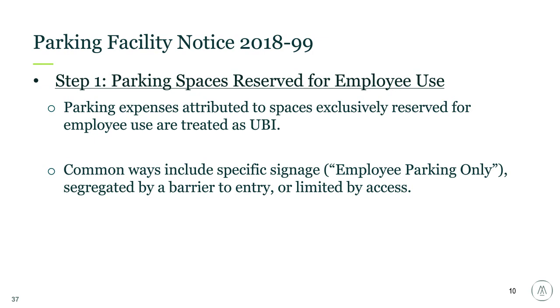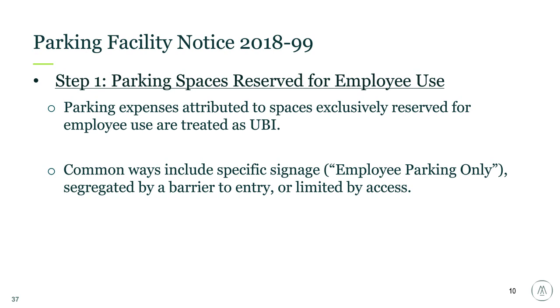But the first step is that you look at if you have any parking spaces that are reserved for employee use only. That would be anything that would be designated by signage or access or barrier to entry. And if you have any parking that's reserved for employees only, then you will have to calculate what the cost of that parking is as UBI. So you would then take a look at that ratio of parking lots, and we'll go through some examples, but the cost for that reserved space is unrelated business income.